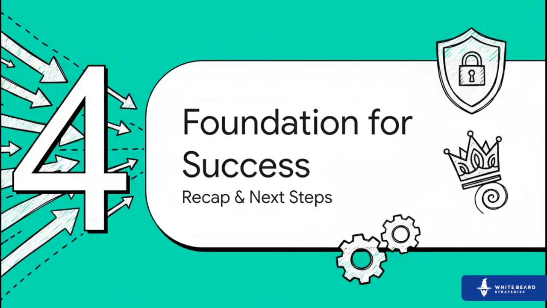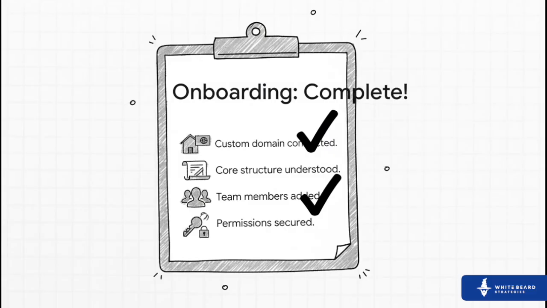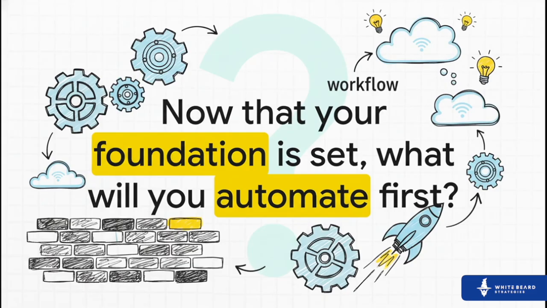And just like that, in a few simple steps, you've done it. You have gone from a blank slate to a secure, branded, and fully operational foundation for your business inside GoHighLevel. Let's just take a quick victory lap, shall we? Your domain is connected. You get the agency versus sub-account thing. You've started building your team, and you've locked down their permissions for security. This is a huge head start. By getting these foundational pieces right, you've basically built the launchpad. You've paved the way for all the cool, powerful stuff. The automations, the campaigns. You've officially moved from overwhelmed to empowered. So the only real question left is, now that the foundation is solid, what are you going to build first?